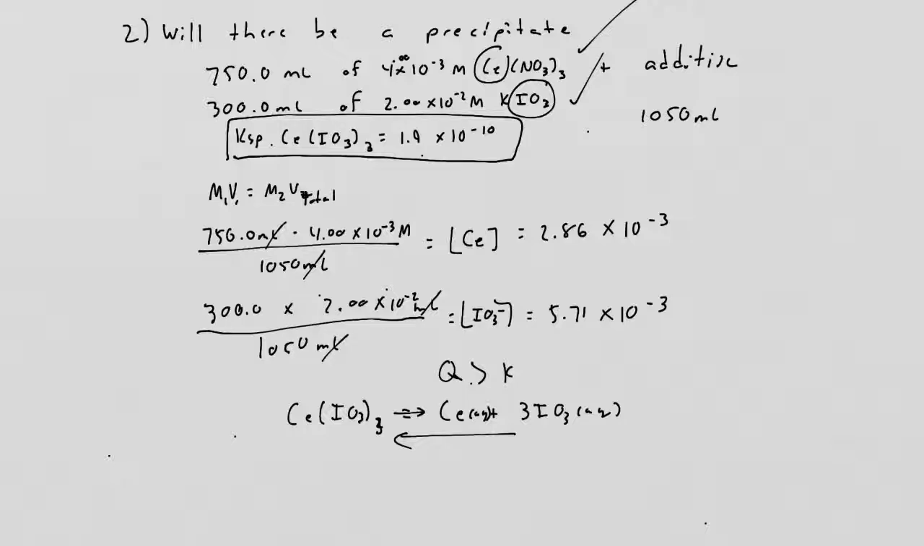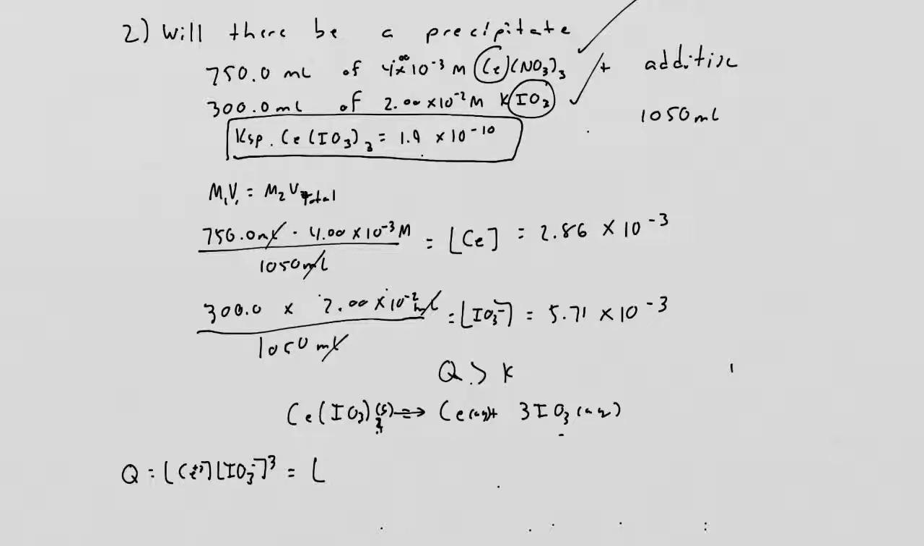So our formula is basically this. We have 1.9 times 10 to the minus 10 as K, but we don't want to solve for that. We're going to solve for Q. What you can see here is I've written Q is equal to this, and we're going to see whether the value we get for Q is greater than or less than K. If it's greater, it's going to shift to the left, which means it will precipitate out. We'll get some solid precipitate. If it's smaller, we don't.